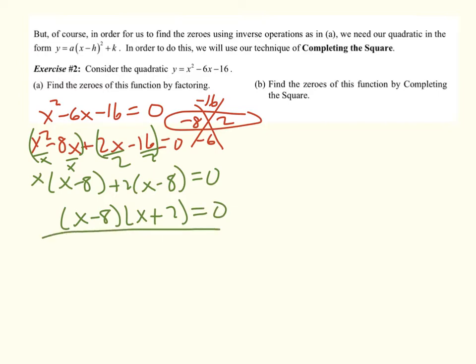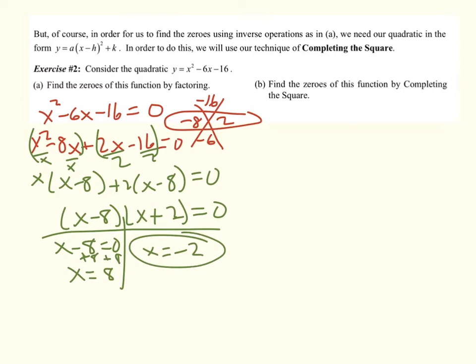And if we're solving, you remember, we tee it up. X minus 8 equals 0. So if I bring the 8 over, I get x equals positive 8 when I add 8 to both sides. And on this side, it will turn out to be the opposite, negative 2. So there's two answers. Now let's go to completing the square.